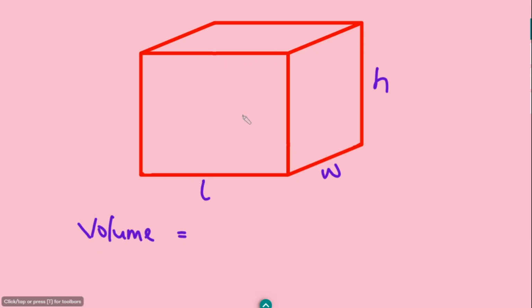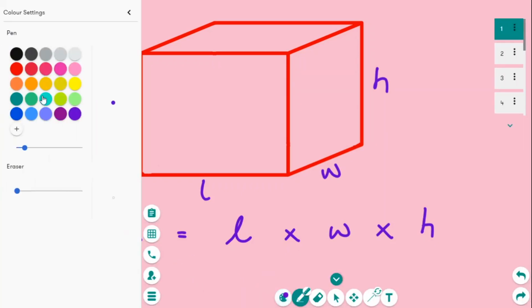of this cuboid, you will need to multiply the length with the width and the height. The length times the width times the height. So this is the relationship you will use to work out the volume of a cuboid.